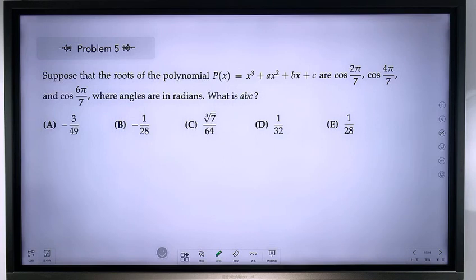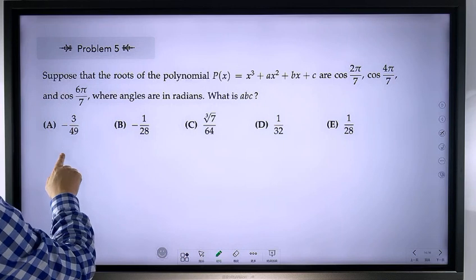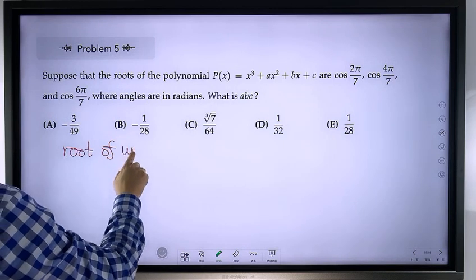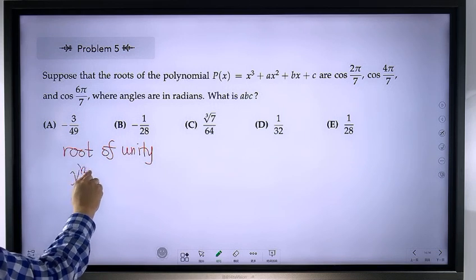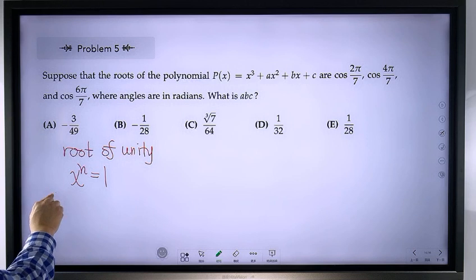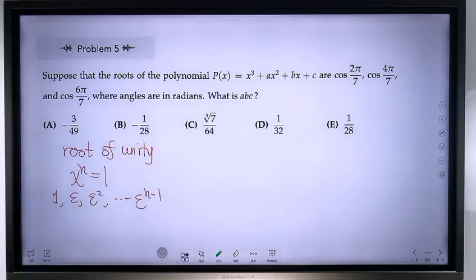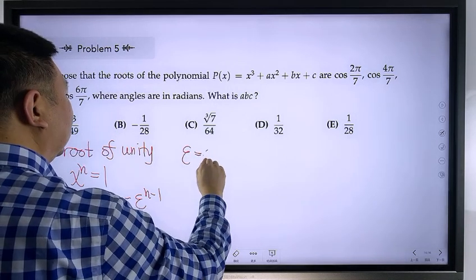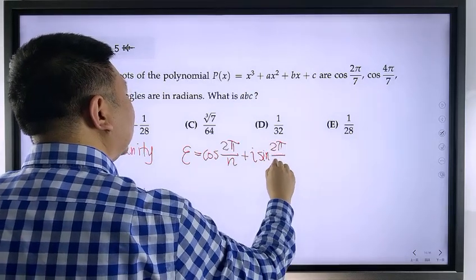And someone also mentioned another good solution for that problem that I see, which is nice. And for problem 5, what you do is again, what are the tricks? The trick should be the roots of unity, which means you consider the solutions to the equation x^n equals 1, and you know that all these solutions can be written as 1, epsilon, epsilon squared, up to epsilon to the power of n minus 1, where epsilon can take the form cosine 2 pi over n plus i sine 2 pi over n.